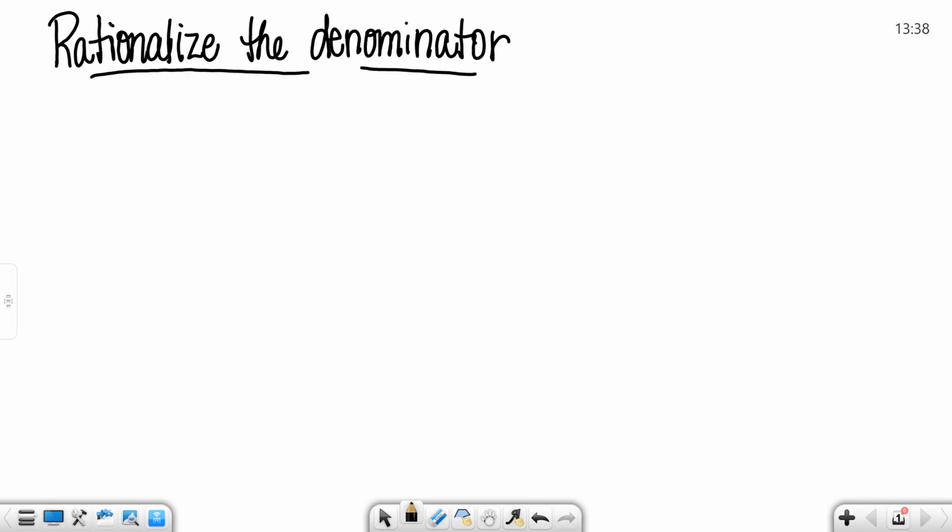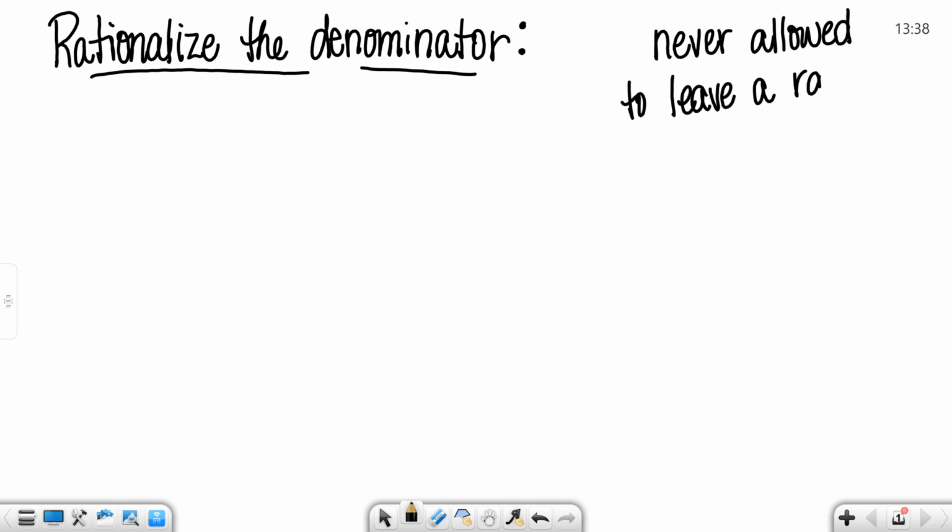Now, when I rationalize the denominator, problems get a little bit bigger. That's when we're going to need that conjugate. So we're going to start small, work our way up to the ones where we need the conjugate. All right, now the reason we rationalize the denominator is you never, ever, ever are allowed to leave a radical in the denominator. A square root, a cube root, a fourth root, any kind of radical in the denominator. You can't do that. Can't leave it there.